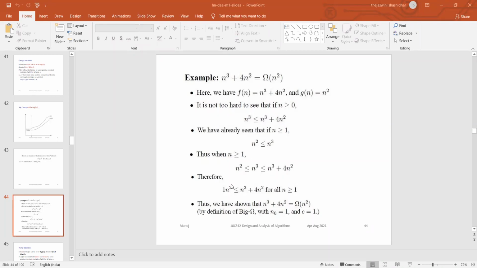When you substitute, you can see n square is less than or equal to n cube plus 4n square. As n square is less than n cube, that's why we give it as 1 n square: 1n square is less than or equal to n cube plus 4n square. Thus we show that n cube plus 4n square is big omega of n square.